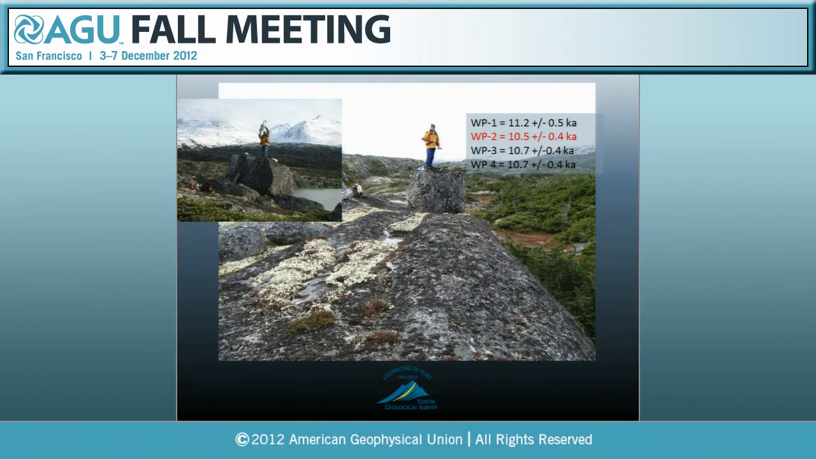This was a bedrock sample, which gave us an age that was fairly consistent with the boulder ages as well, which suggests that there has been fairly rigorous erosion of the bedrock within the region. And the average age of the various samples suggests ice-free conditions by about 10,800.